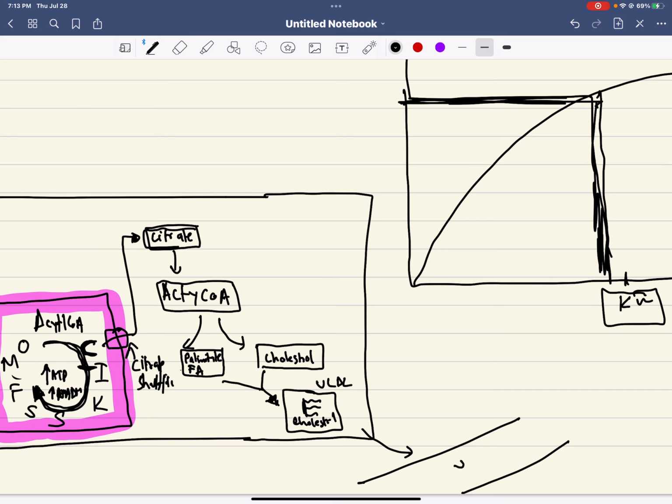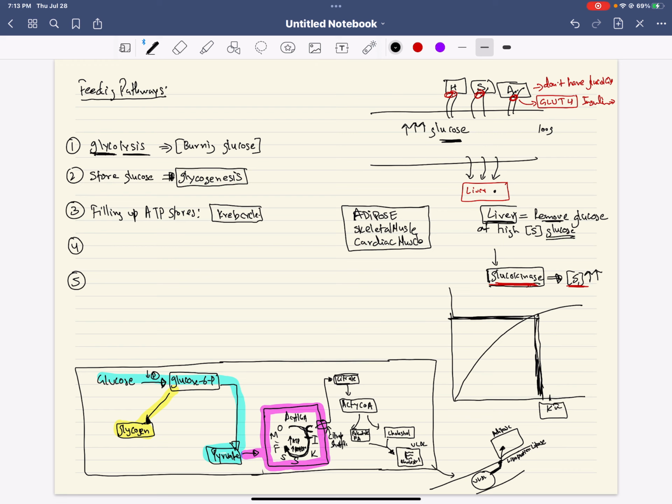right? And they get shifted to the fat cells. Let's say there's a fat cell here, adipose cells right here. And they have something called lipoprotein lipases on those vessels. So they will start cleaving these triglycerides and then keep on storing it. Okay, so that's pretty much happening in the feeding pathway.